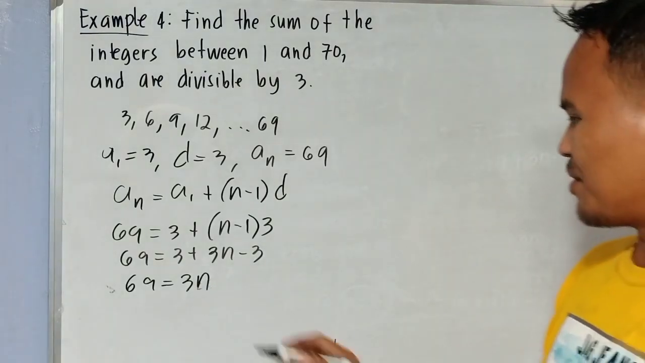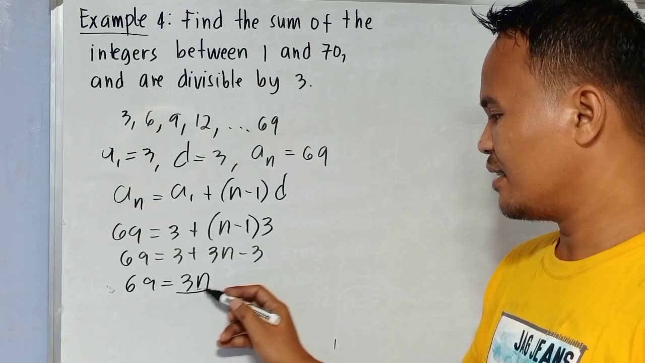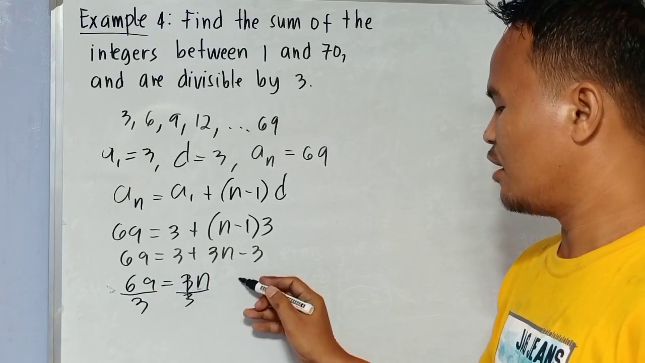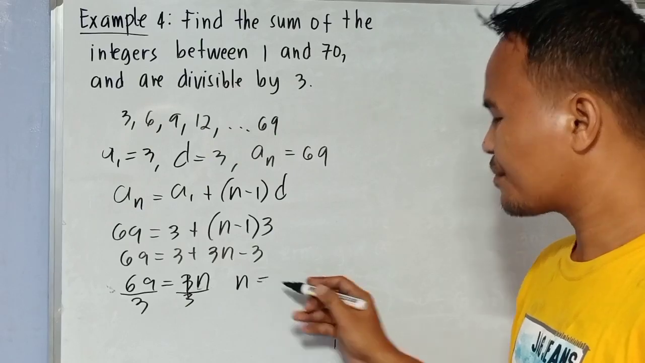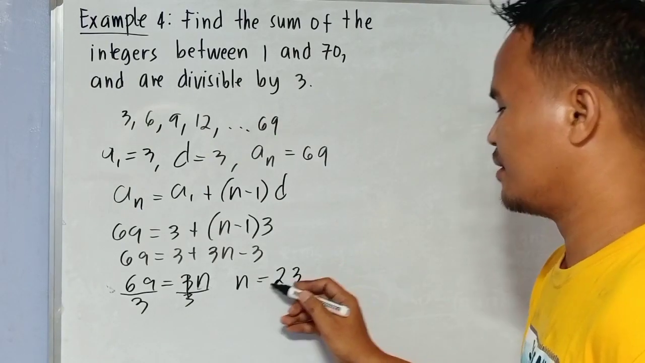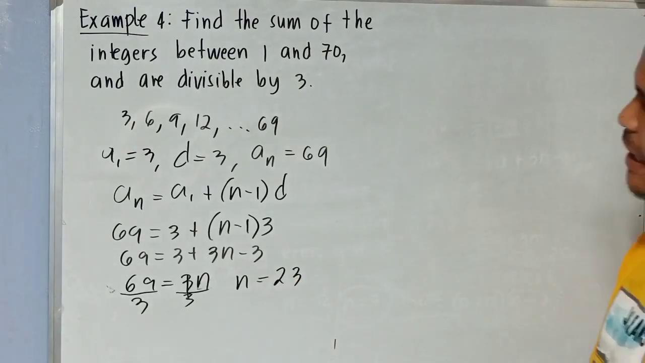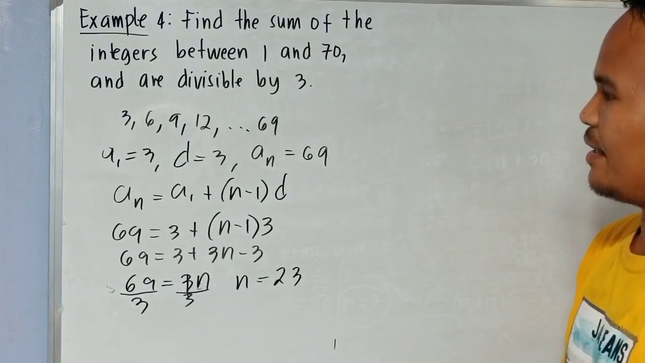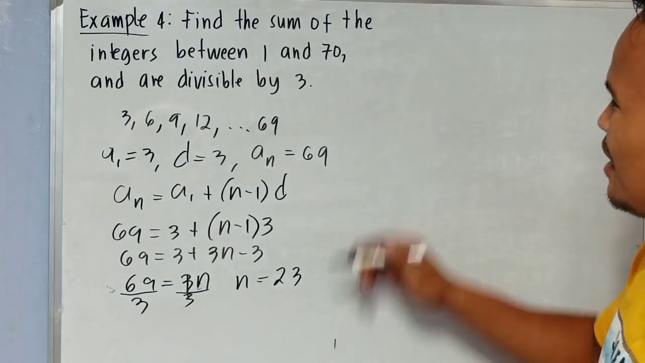Then let us divide both sides by 3 to solve for n. Divide both sides by 3. Therefore, n equals 23. So there are 23 terms from 3 to 69. So we can now get the sum.